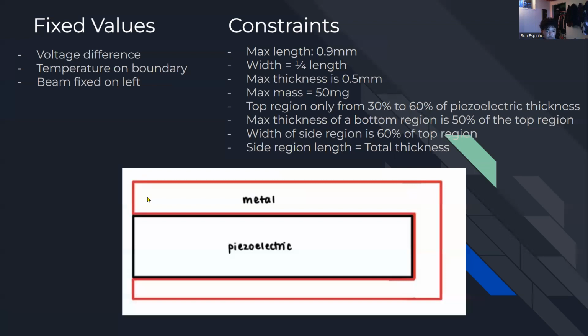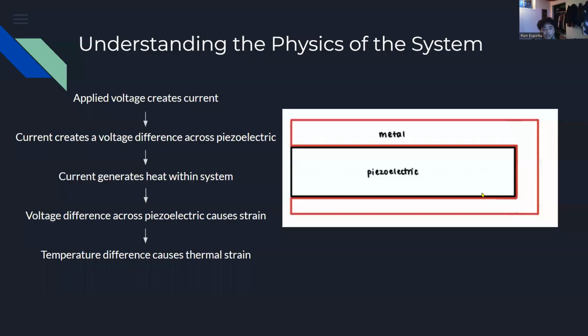There is a 1 volt voltage difference applied between these two fixed boundaries, and the temperature on these regions, as well as their position, are fixed as well. We're constrained in the length, the width, the max thickness, and the mass, and the different regions are constrained to each other as seen on screen. I mainly focus on the building of the FlexPDE simulation.